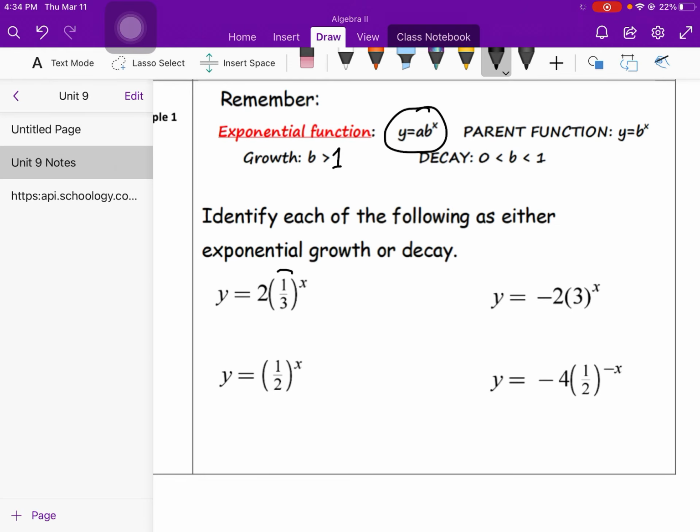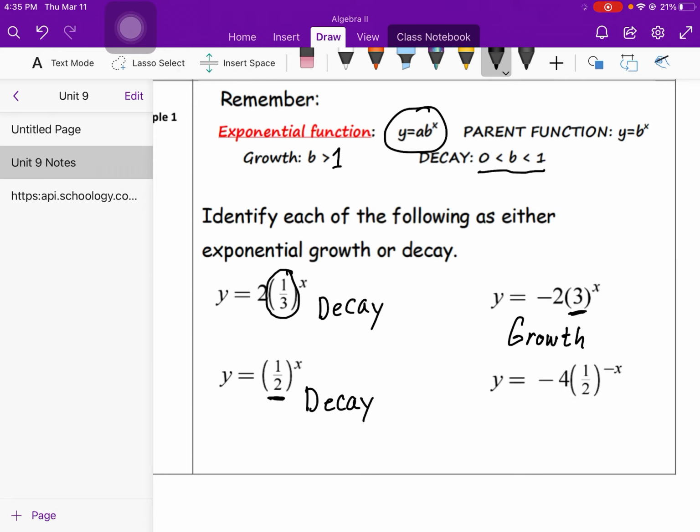So in this first one, the b value is what's being affected by the x. Typically, b is in parentheses like it is in this one. We have 1/3 to the x. 1/3 would be, in this category, less than 1 but greater than 0. So that is going to be decay. Next one, we look here at 3. That is greater than 1, so that's going to be growth. This one here, we are looking at what's inside the parentheses, 1/2, also less than 1, so that's going to be decay.